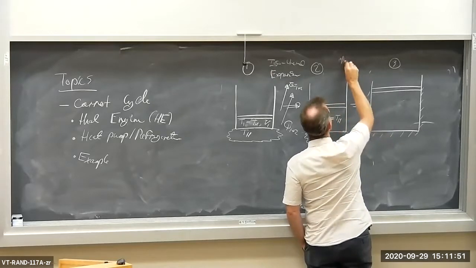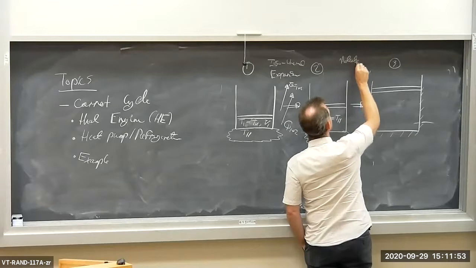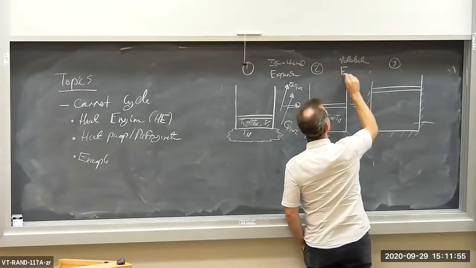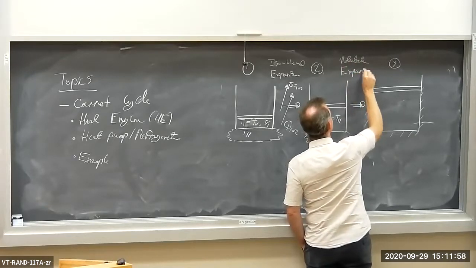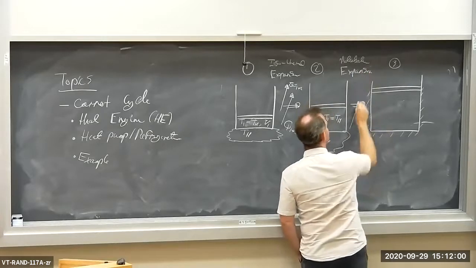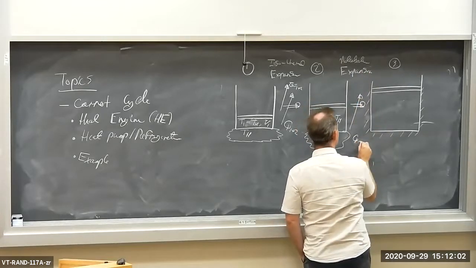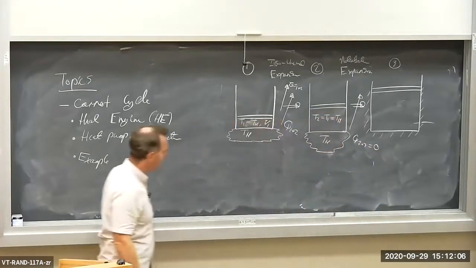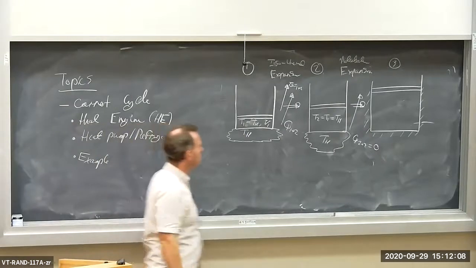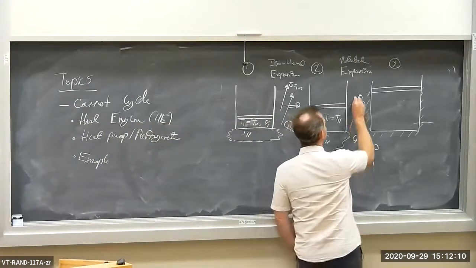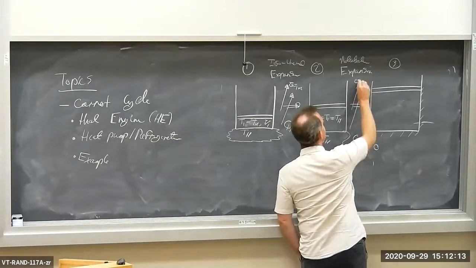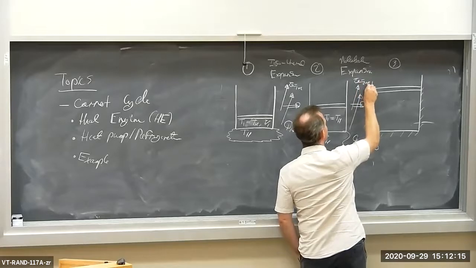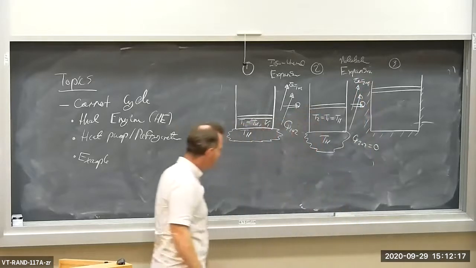So this is adiabatic expansion. What that means is no heat transfer. Q2 to 3 equals 0. Why? Because it's adiabatic. And of course, the system is doing some work. It's expanding, so there is some boundary work going on from state 2 to state 3. Okay?